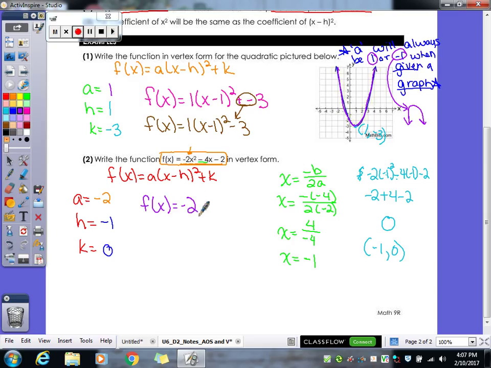So plugging everything in, a is negative 2. Then we'd have (x minus negative 1) squared plus 0. But we have to clean this up a little bit. So minusing the negative 1 really means it's going to become (x plus 1) squared. And then the plus 0 at the end, you don't have to write that. So that would just end up being our final answer.